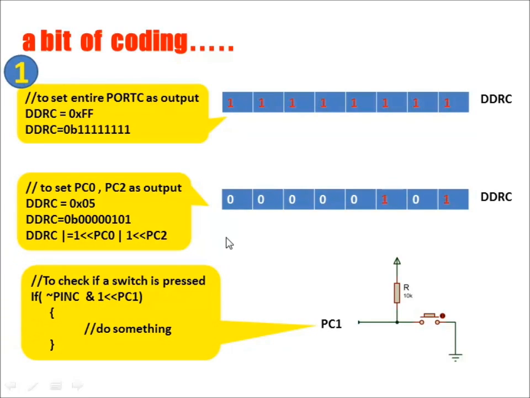The first example shows how you can set the entire port C as output port. The next example shows how to set only PC0 and PC2 pins as output pins. And the last example shows how to read an input pin, assuming a switch is connected at the PC1 pin.